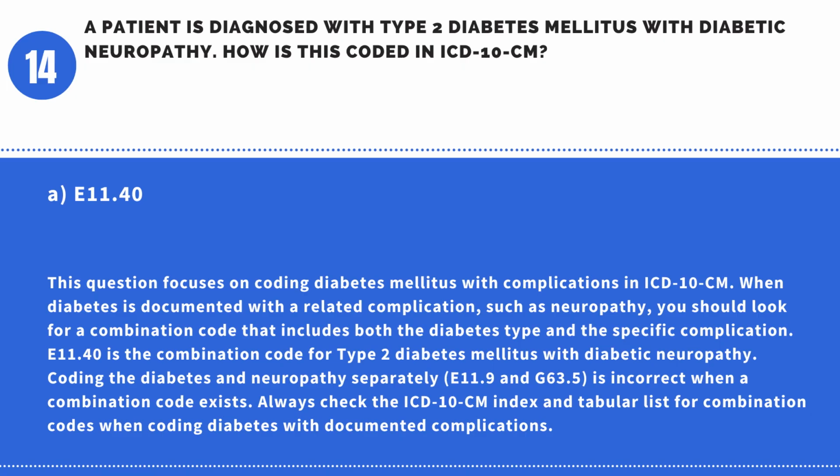E11.40 is the combination code for type 2 diabetes mellitus with diabetic neuropathy. Coding the diabetes and neuropathy separately, E11.9 and G63.5, is incorrect when a combination code exists. Always check the ICD-10-CM index and tabular list for combination codes when coding diabetes with documented complications.